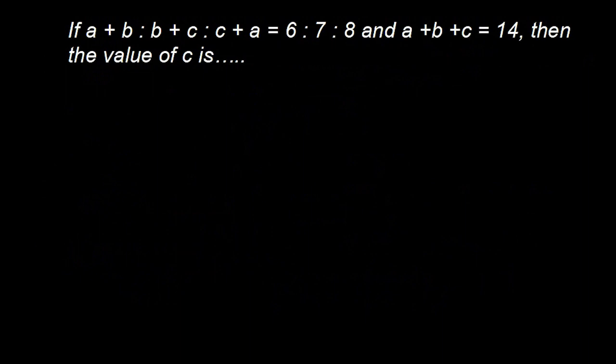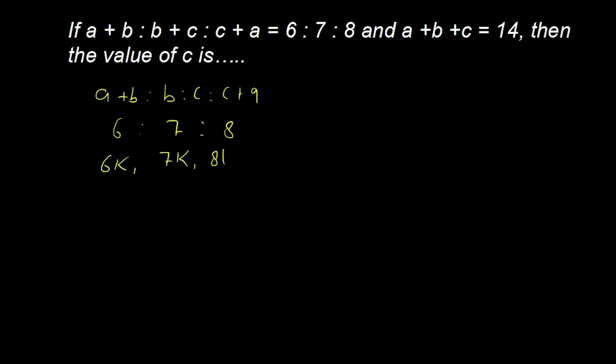Yes, a plus b ratio b plus c ratio c plus a is equal to 6 ratio 7 ratio 8, and a plus b plus c is also given, that is 14. And we need the value of c. So again, let's say a plus b, b plus c, c plus a, and these ratios are equal to 6, 7, 8. So let's convert them into the form of quantity. So this is 6k, this is 7k, and this is 8k.